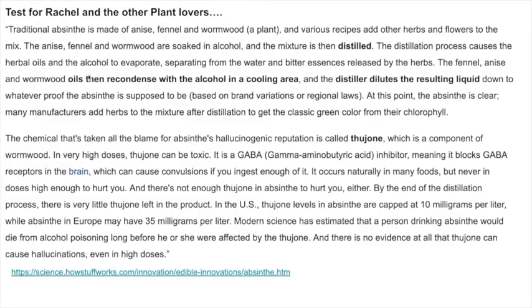So here, this is some details for Rachel and other plant lovers. The drink is made from anise, fennel, and wormwood, a plant. And then it's distilled, like we've done distillation, to make it more concentrated alcohol. And then the oils and the alcohol recondense in the cooling area, a condenser like we've done, right? And the distiller dilutes the resulting liquid. So when it's distilled, it might have too much alcohol, more than you want, so you add some water just to dilute it down.